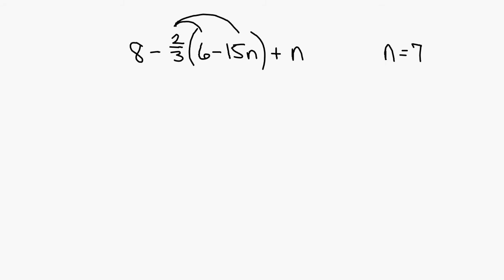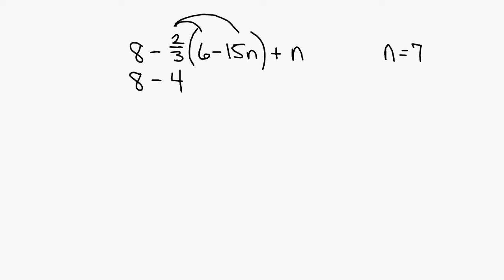8 minus 2/3 times 6 minus 15n plus n. And that's when n equals 7. This is just like yesterday as well. You've got a number next to parentheses, so you've got to distribute first. So you got 8, and negative 2/3 times 6 is going to be negative 4.